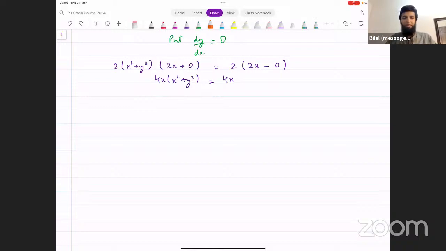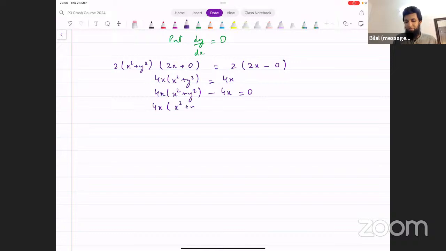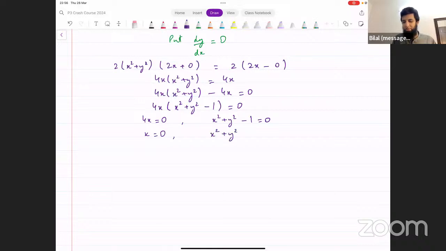So the proper way of doing this would be, you take this 4x to the left side. So it becomes 4x into x squared plus y squared minus 4x equals 0. And now you take 4x common. When you take 4x common, what are you left with inside? X squared plus y squared minus 1 equals 0. Now that means either 4x equals 0 or x squared plus y squared minus 1 equals 0. You get two equations from this, either x equals 0 or x squared plus y squared equals 1.